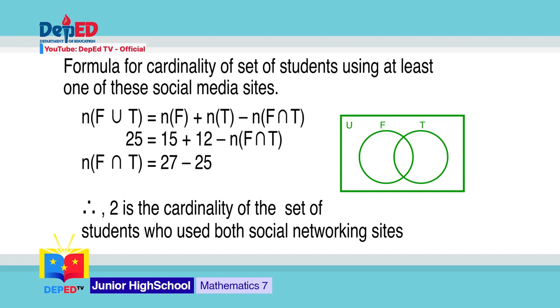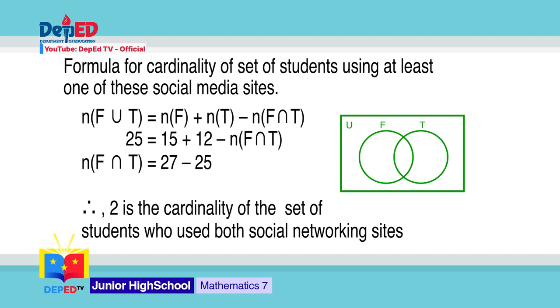To obtain N of F only and N of T only, we need to find first the intersection of sets F and T. We use the same formula as earlier, and that is N of F union T is equal to N of F plus N of T minus N of F intersection T. So, the answer to N of F intersection T is simply 27 minus 25.